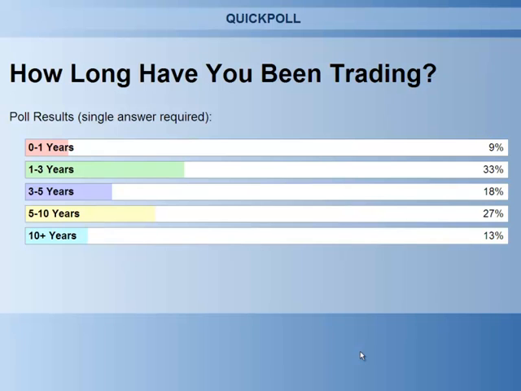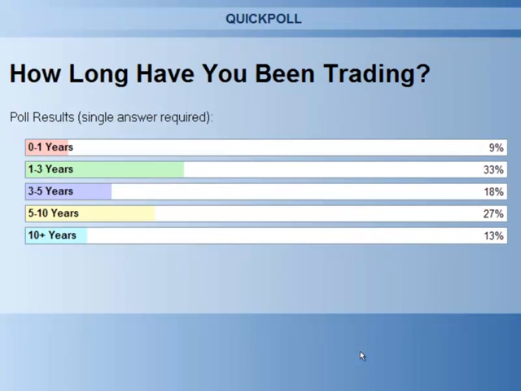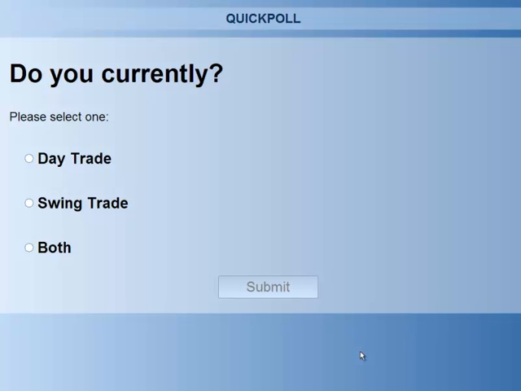So again, thanks for joining us. Let's move on to the next question. Really simple. Just want to know if you currently are a day trader, a swing trader, or you do both. We probably have a lot of active traders, I'm going to guess. Usually people who spend time on trading forums and active communities like Traders Laboratory are probably active traders. I'm sure we'll have a little mix, probably day trading will be number one, and then both will be number two.